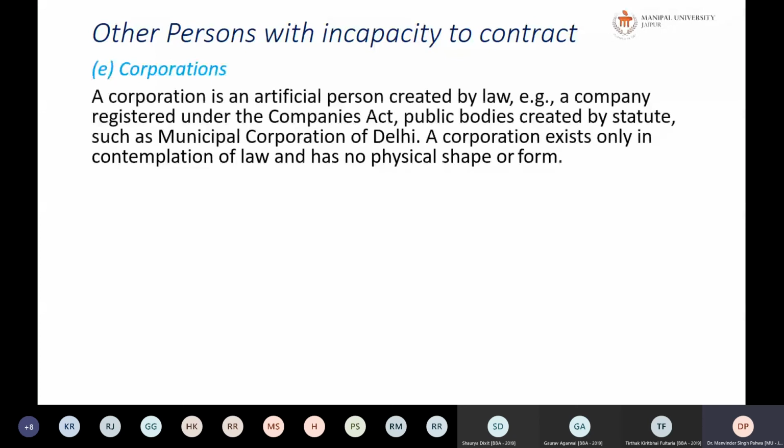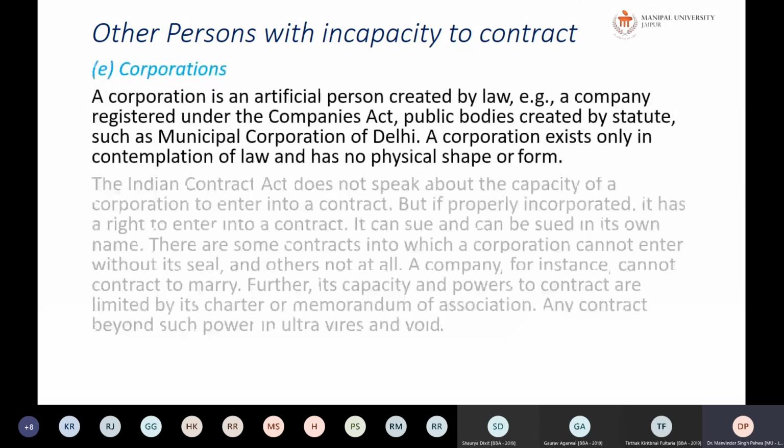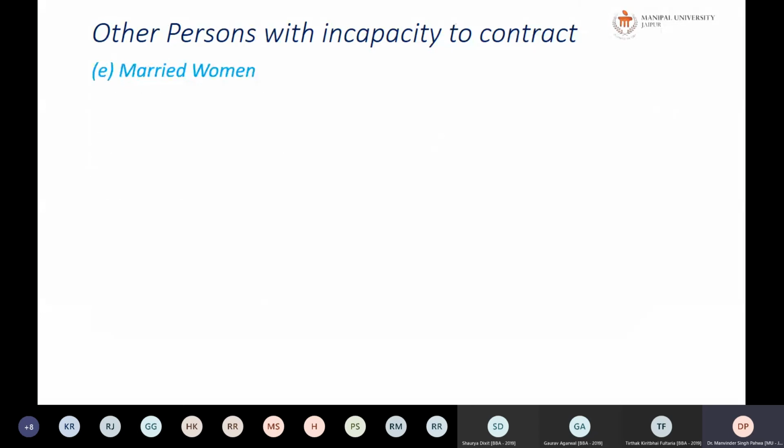Next are corporations. Corporations are also artificial persons created by law. I think we have gone through this; it is a repeat one. Sorry. Next is married women.